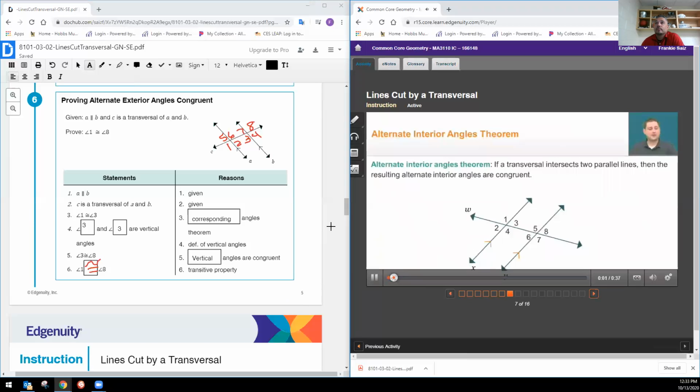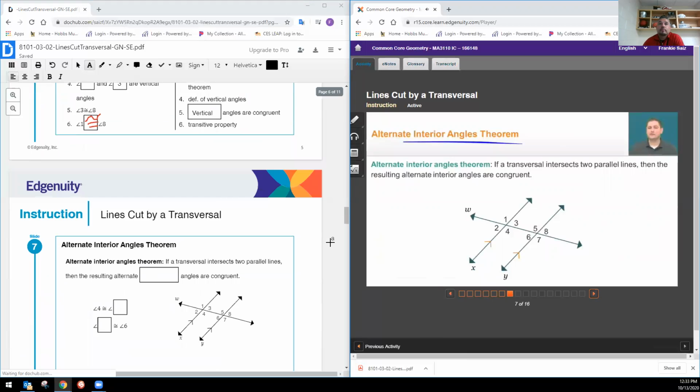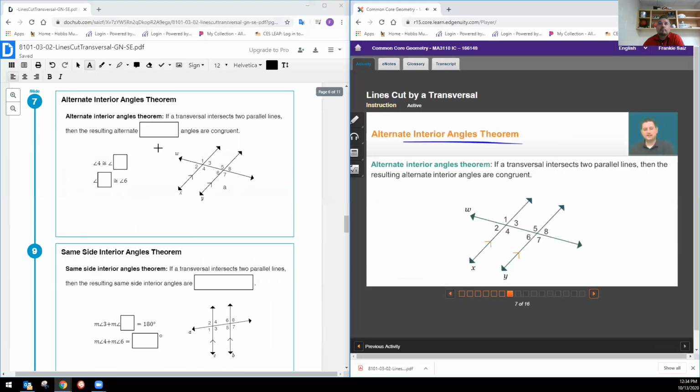Now here we have the alternate interior angles theorem. And this theorem specifically states that if a transversal intersects two parallel lines, then the resulting alternate interior angles are congruent. Here in our diagram, we see that lines X and Y are parallel because they're marked with the arrows. And since they are cut by transversal W, then the alternate interior angles that are formed, angles 4 and 5, would be congruent, and angles 3 and 6 would also be congruent.